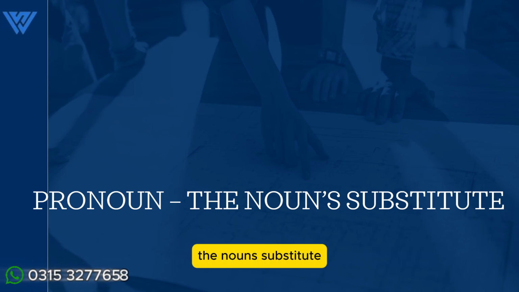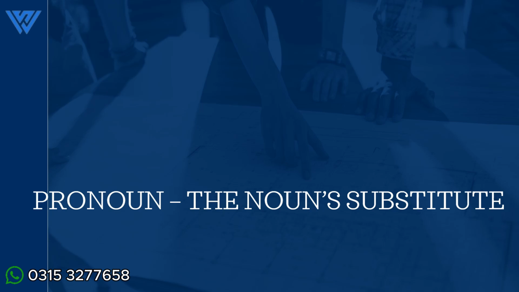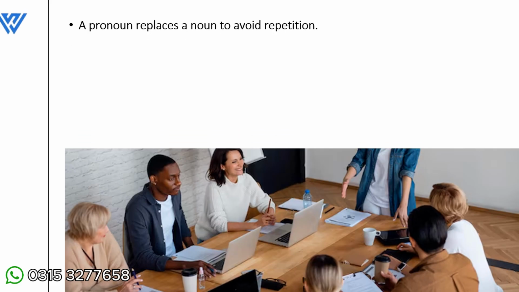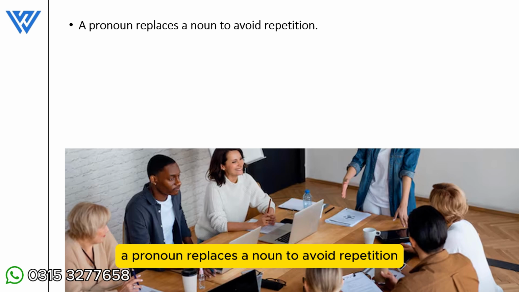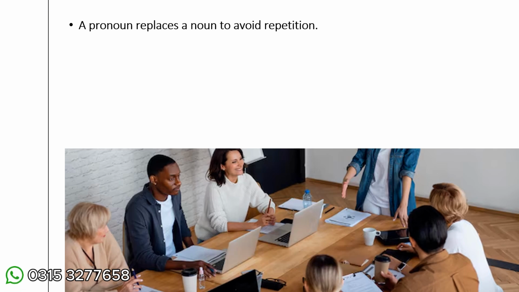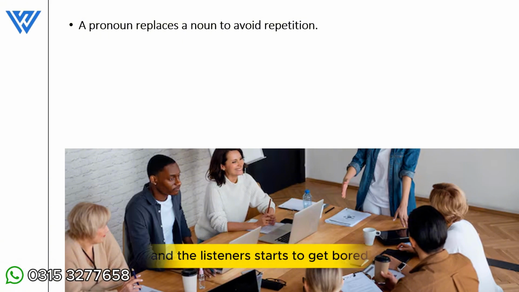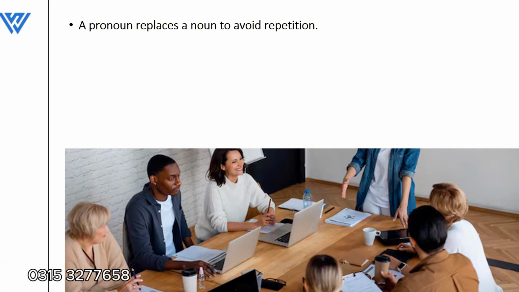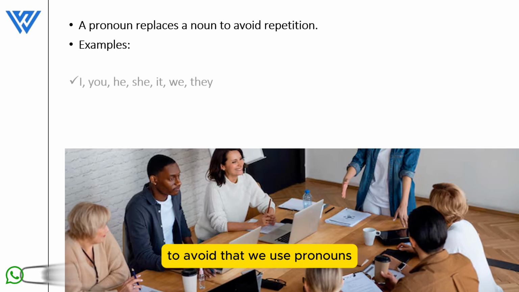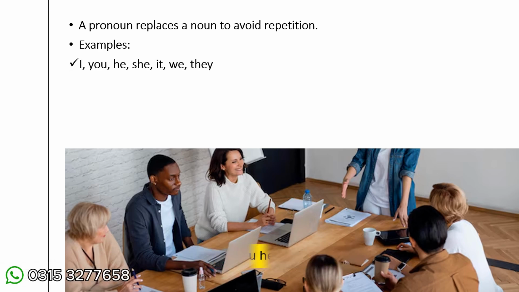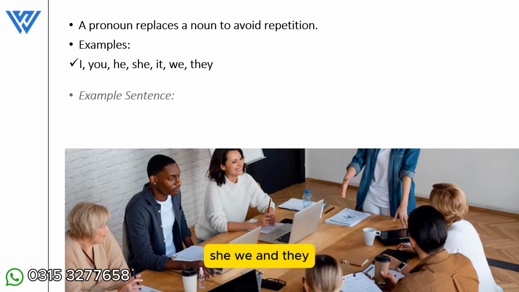Moving on to the second part of speech, that is pronoun, the noun's substitute. तो noun की जगह इस्तेमाल होने वाला part of speech है pronoun. A pronoun replaces a noun to avoid repetition. बार बार अगर हम noun को repeat करेंगे तो हमारी speech बहुत repetitive लगेगी and the listener starts to get bored. To avoid that, we use pronouns. For example, I, you, he, it, she, we, and they.